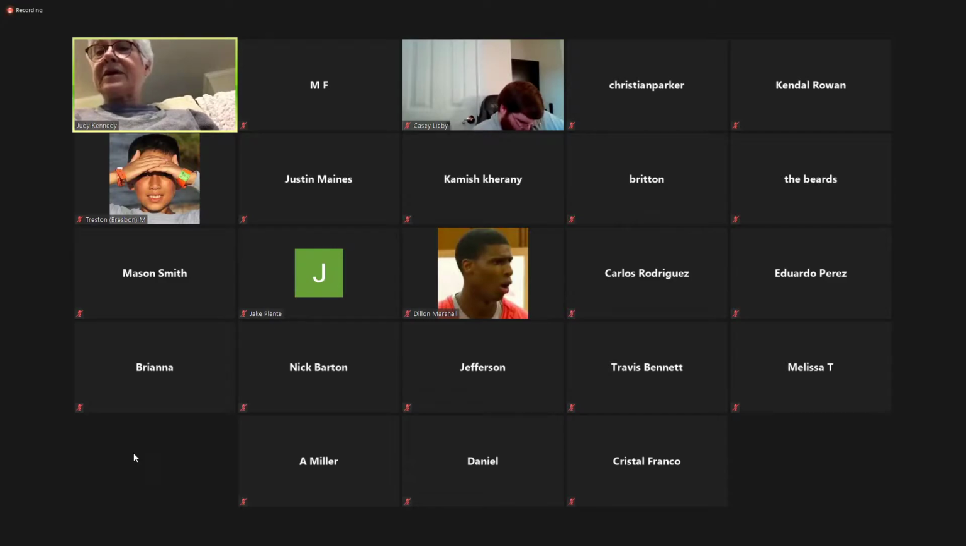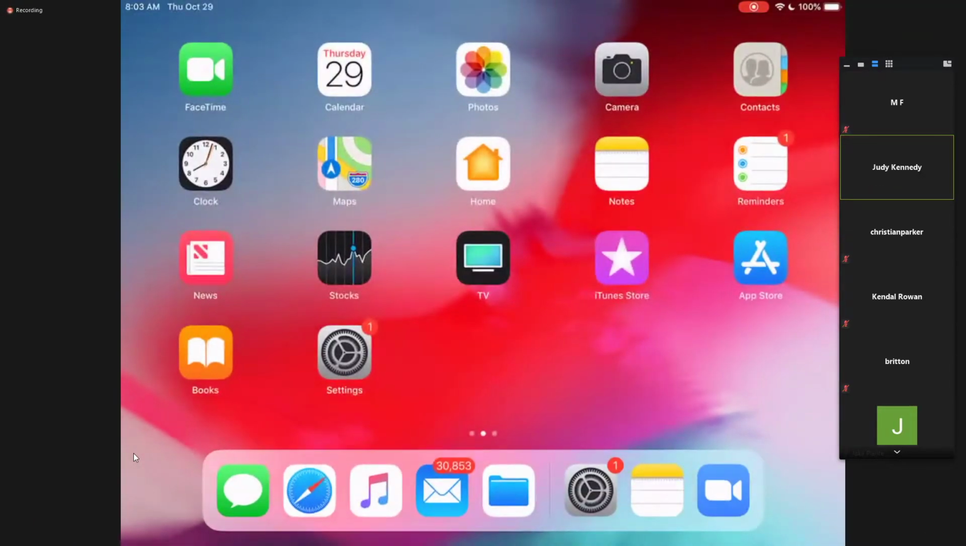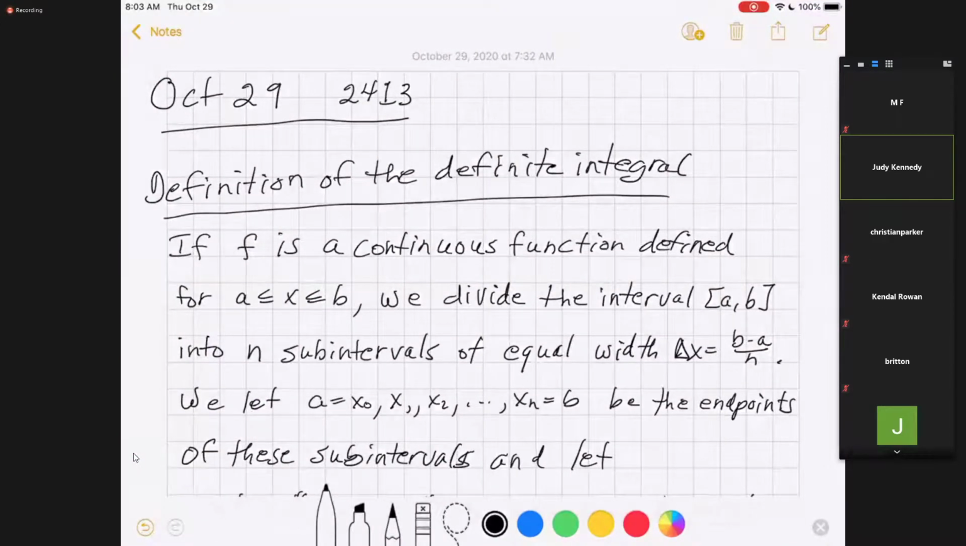We've been talking about area of regions for the past couple of days. We're going to generalize that a little bit. Okay. If your function f is above the x-axis, this definite integral is the same thing as the area under the curve. If f is a continuous function defined on the closed interval from a to b, so a is less than or equal to b.